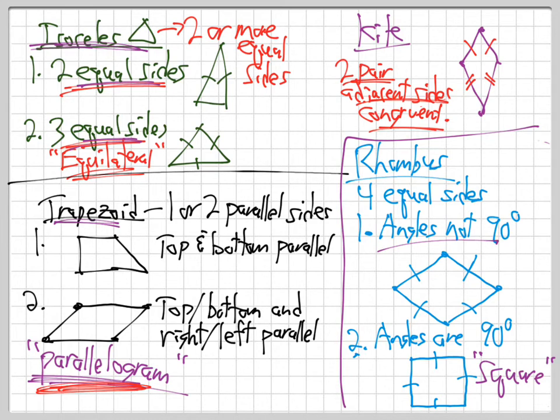It's a perfect trapezoid. Remember, trapezoid can have only the top and the bottom parallel, or it can have top, bottom, and right, left parallel, right? 1 or 2 parallel sides. Parallelogram has 2. It's a kind of trapezoid. So could you be a parallelogram and not be a trapezoid? Could you be a German Shepherd and not be a dog? No. If you're a parallelogram, you are a kind of trapezoid. You're a perfect trapezoid, huh?